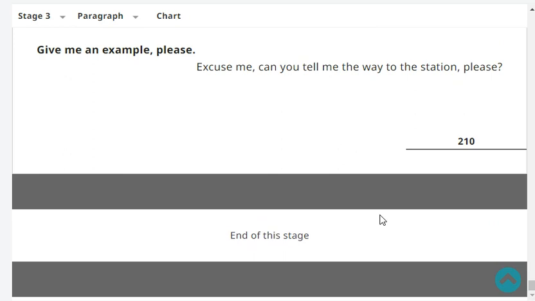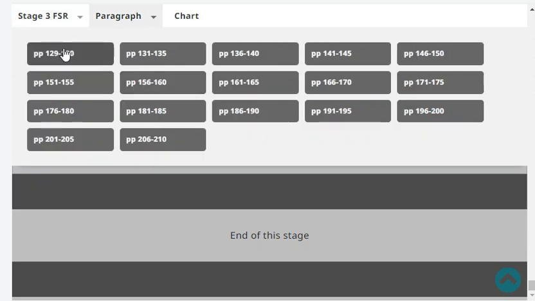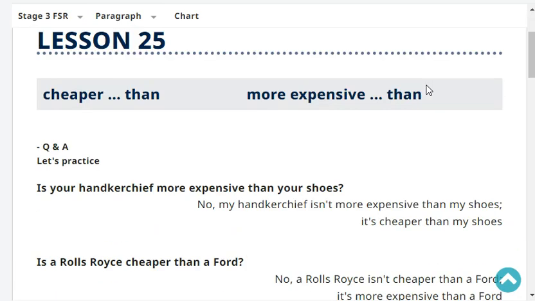Okay, that's the end of stage three. Let's start stage four revision. Okay, very good. Okay, here we go.